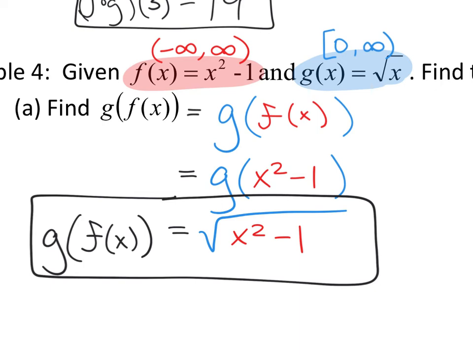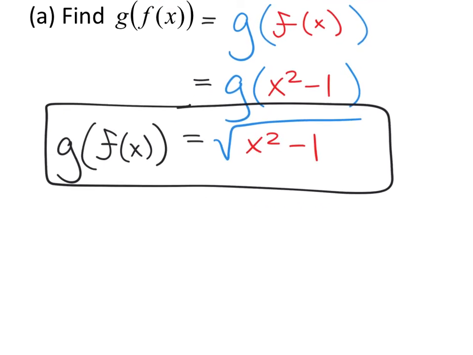Now we do need to talk about the domain. We've created a new function, which means I have a new restriction. We know that for square roots, the stuff underneath the square root has to be what? Not just equal to. Greater than or equal to, yeah. Okay, so we can solve for this. Add 1 to both sides. That's x squared greater than or equal to 1. Square root both sides. x is greater than or equal to positive or negative 1. Why positive or negative? Because I did a square root.